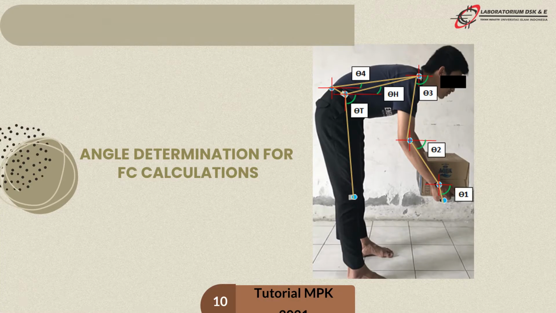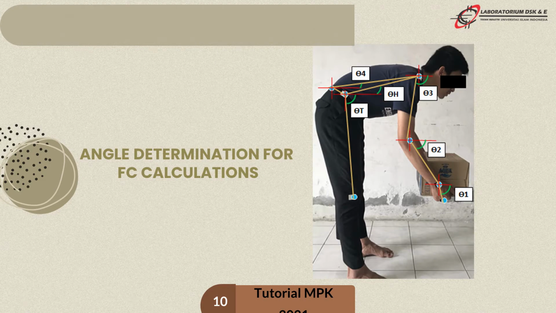The second step is to connect the points by line, like this yellow line. And the third step is to make a perpendicular line at every point, such as this red line. Then the last step is to draw the angle between the horizontal red line and the yellow line, like this.